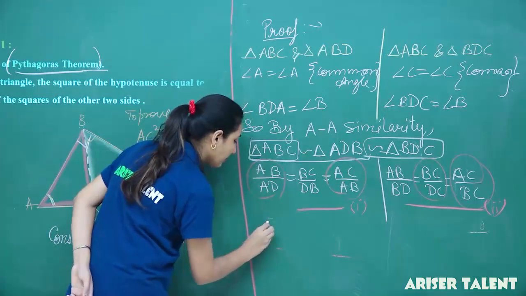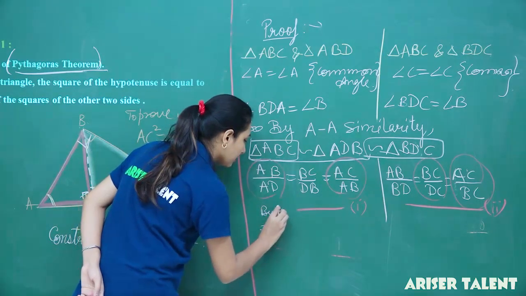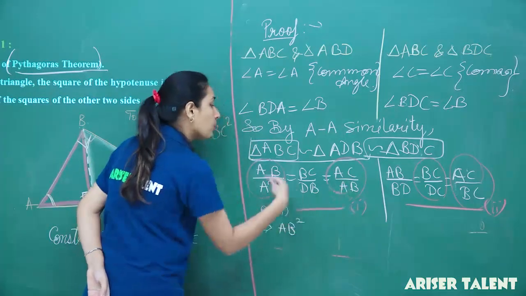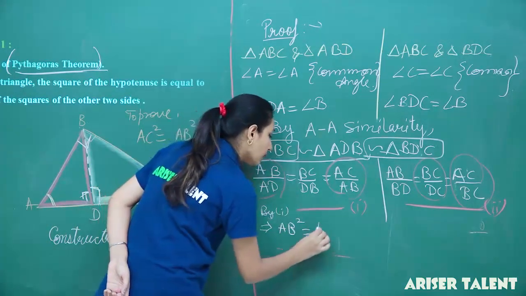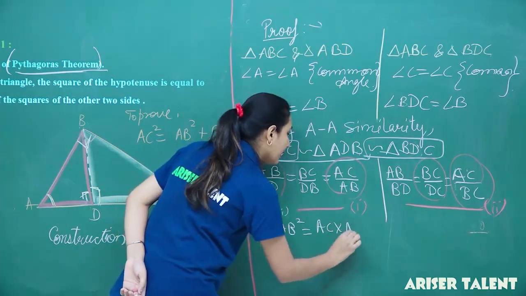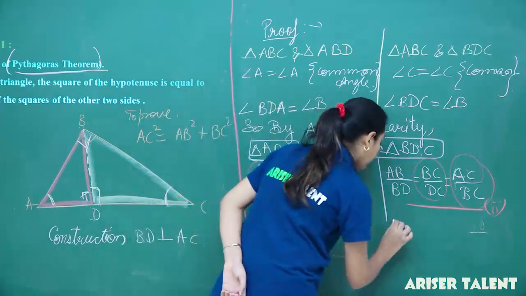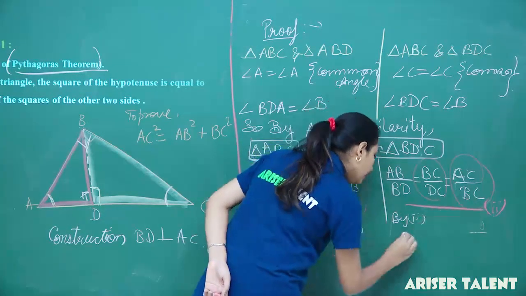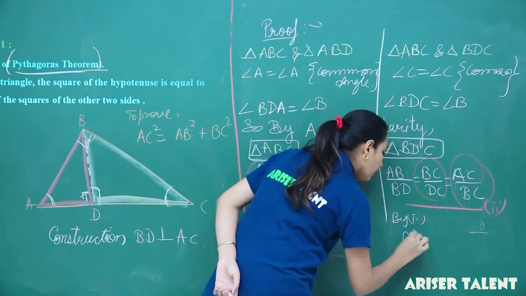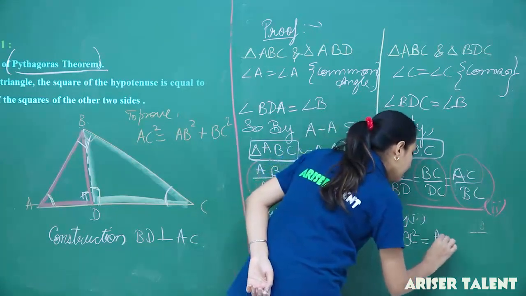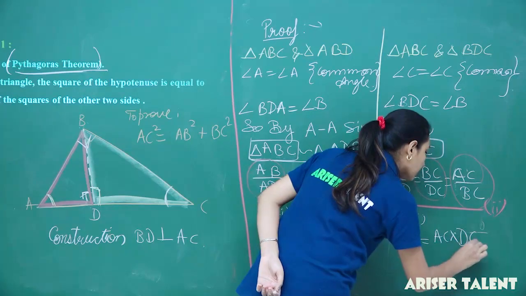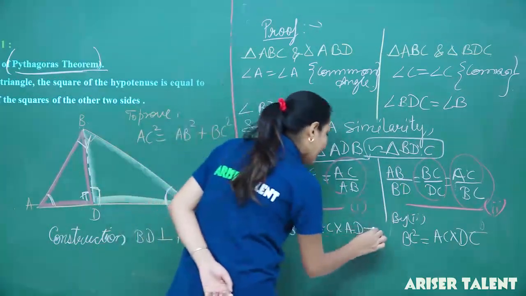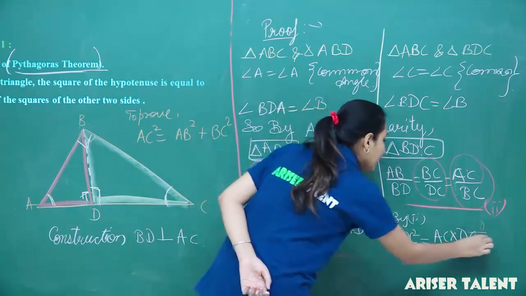So this implies by 1 we can have AB square equals AC multiplied by AD. By 2 I can have what? BC square equals what? AC multiplied by DC. Okay students, now I will name it third and I will name it fourth.